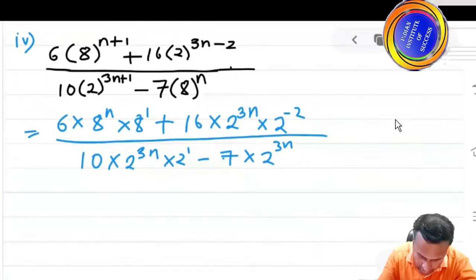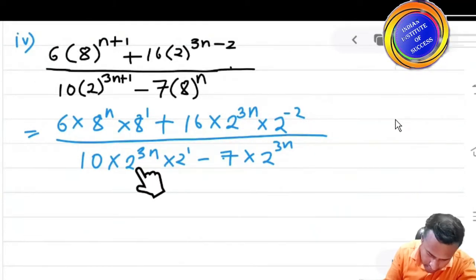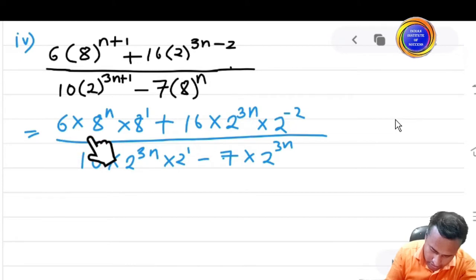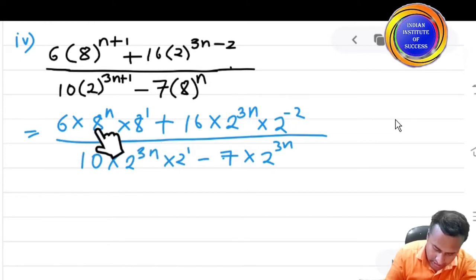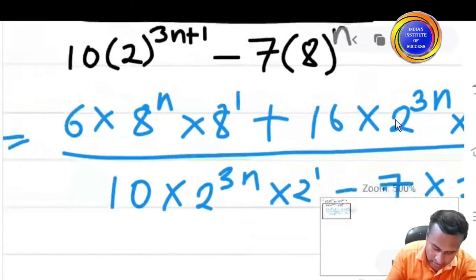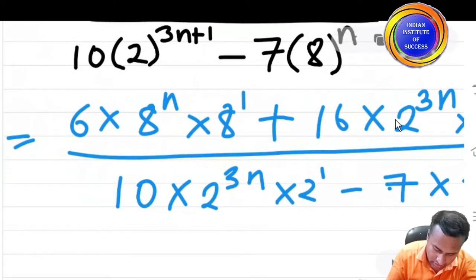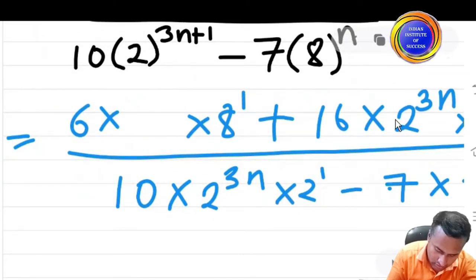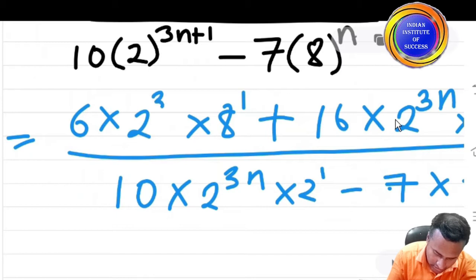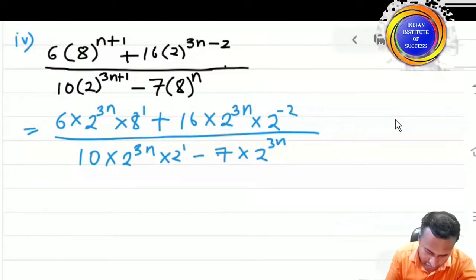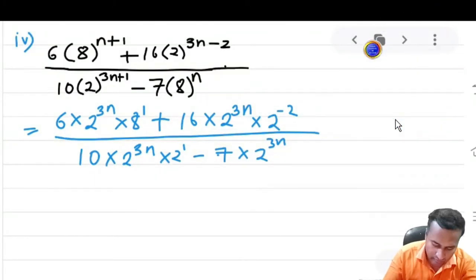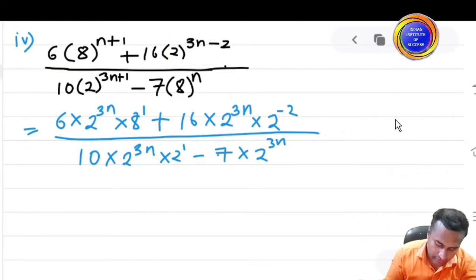Now you can see here also 3n, here also 3n, only this is remaining. So 8 can be written as 2 raised to power 3 and we can write here 2 raised to power 3n. So it will become 2 raised to power 3n. So now we can do many things here.